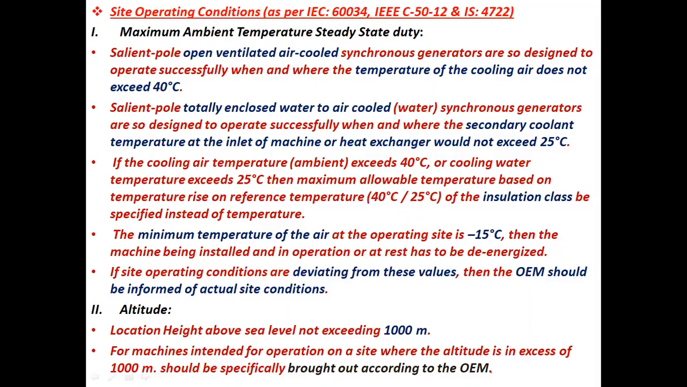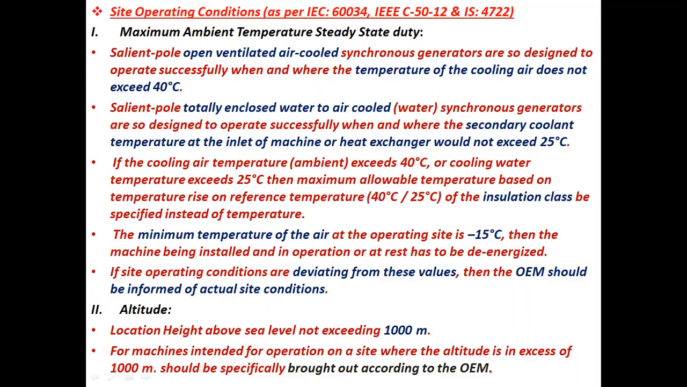If the ambient cooling air temperature exceeds 40 degrees centigrade or cooling water temperature exceeds 25 degrees centigrade, then the maximum allowable temperature, based on temperature rise on reference temperature 40 degrees centigrade and 25 degrees centigrade of the insulation class, is specified instead of temperature. The minimum temperature of the air at the operating site is minus 15 degrees centigrade. Then the machine, being installed and in operation or at rest, has to be de-energized.